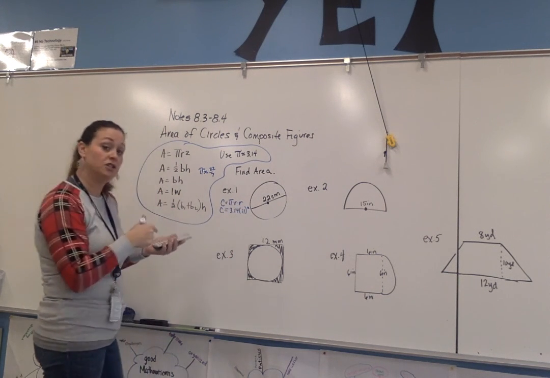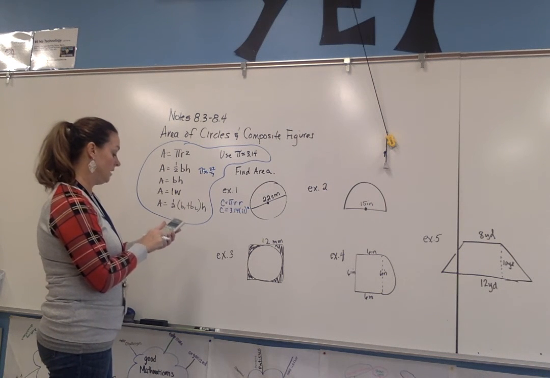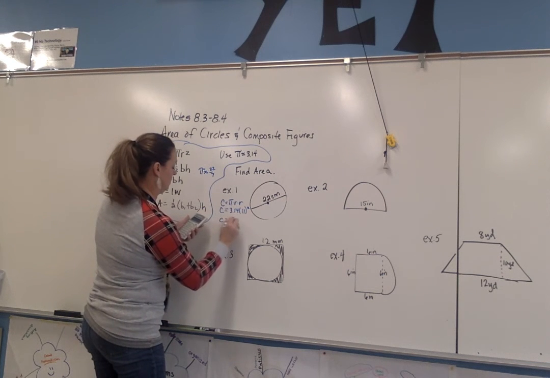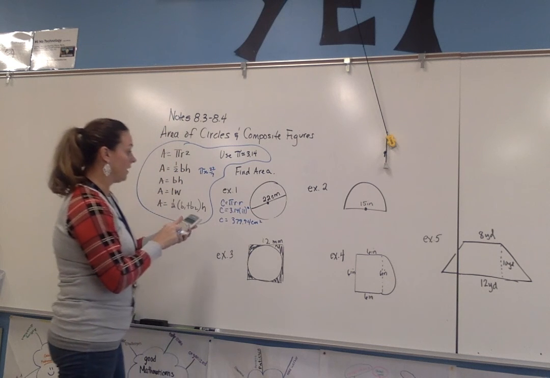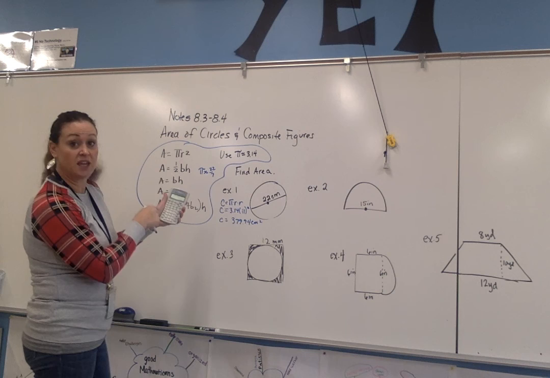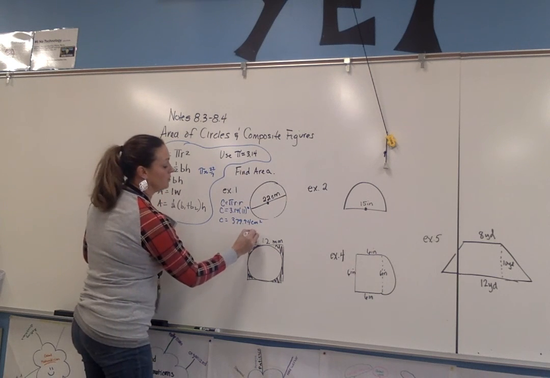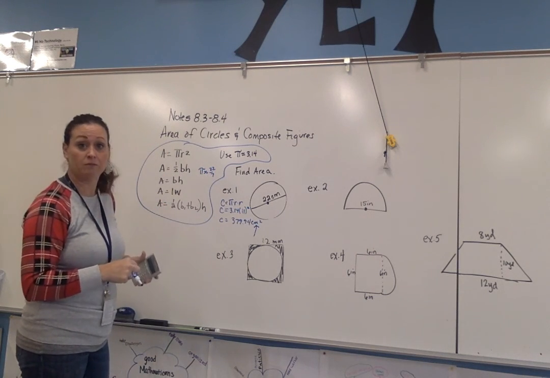I can punch this in a couple different ways. 3.14 times 11 times 11, and that's going to give me 379.94 centimeters squared. Or I can do 3.14 times 11, and use the caret to square that, and I get the same answer. It's important that when you're using units in area, you're talking about the junk inside, so those units are squared.